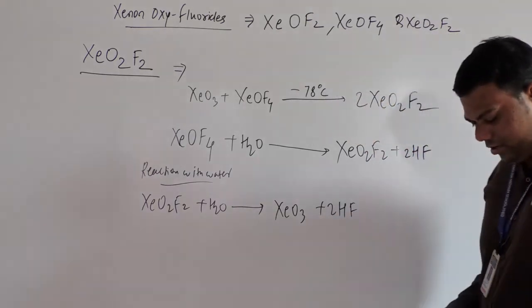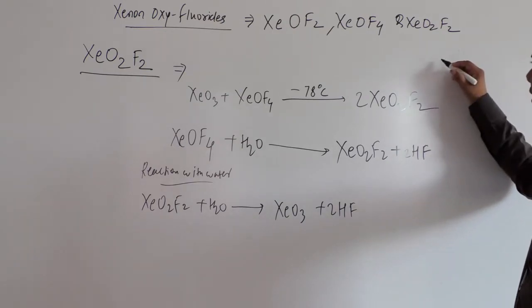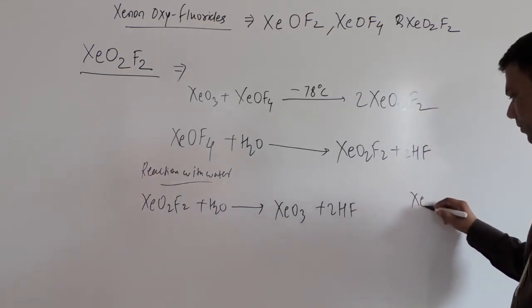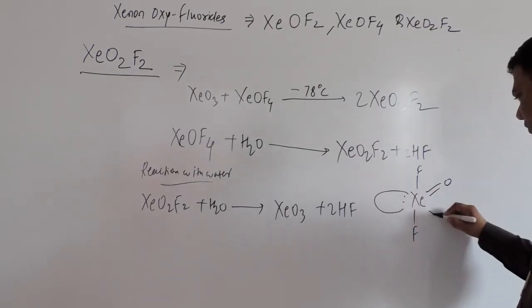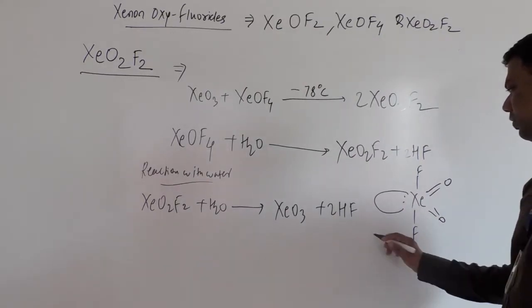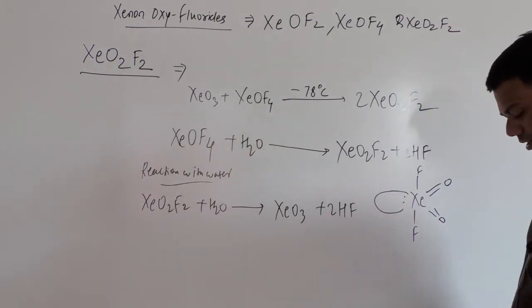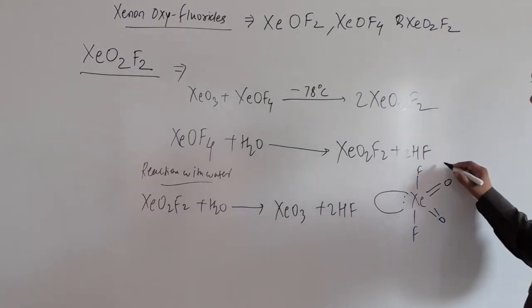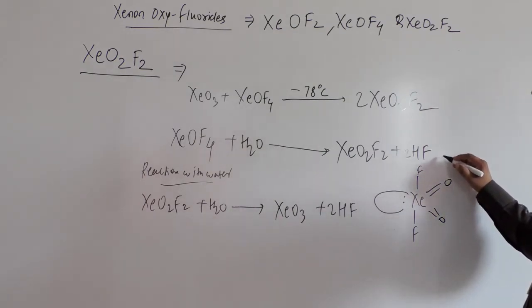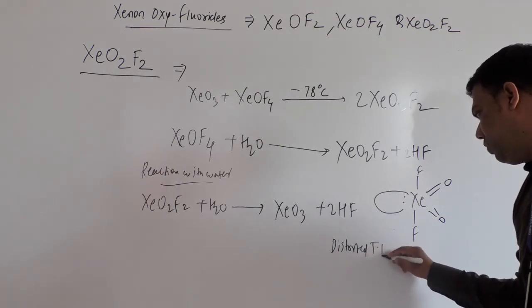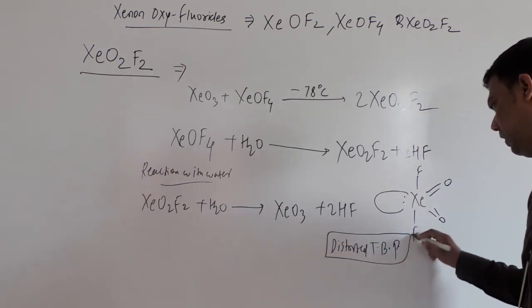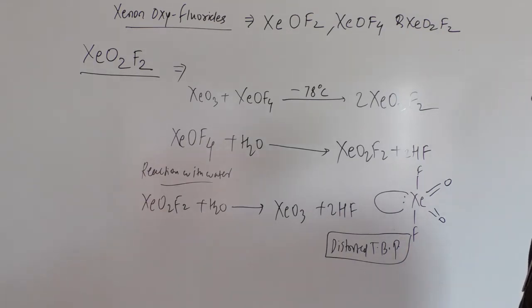So we will draw here the XeO2F2 structure, so concentrate on this. See, we will draw XeO2F2 as like this. This also has a distorted trigonal bipyramidal geometry, TBP. I hope you understood all of our today's content.